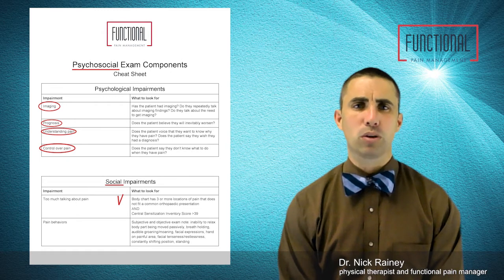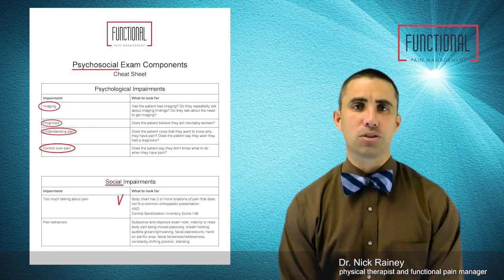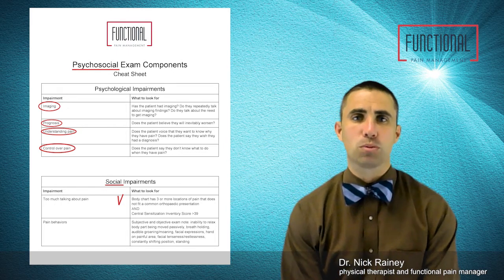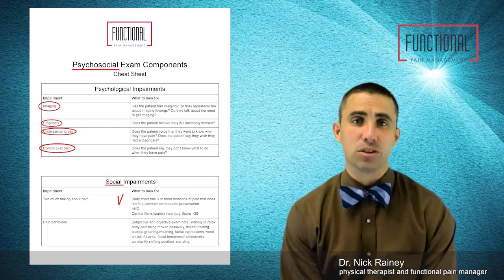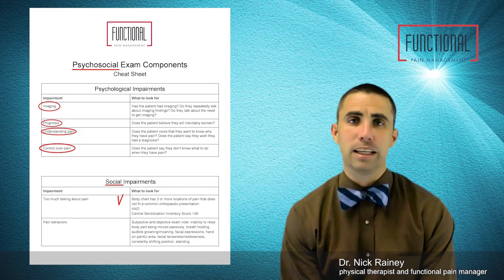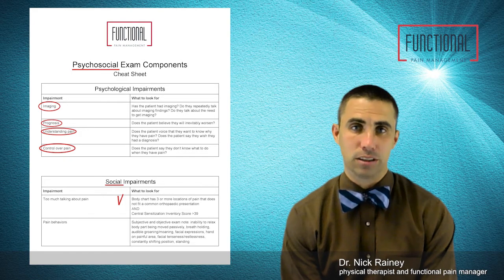A score of 40 or more is significant and indicates central sensitization. If the score is less than 40, then the person has multiple areas of pain, but does not have central sensitization. That's a lot of talk for the category of too much talking about pain. If the person has central sensitization, then talking too much about pain isn't going to decrease central sensitivity.